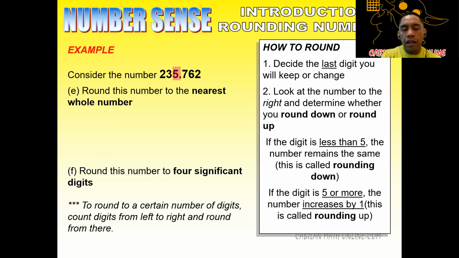Now, if we take a look at the right of this 5, you notice that this is a 7. So that tells us that this 5 is going to round up to a 6. So the answer for this will be 236, which is a whole number because there are no numbers to the right of the decimal place.